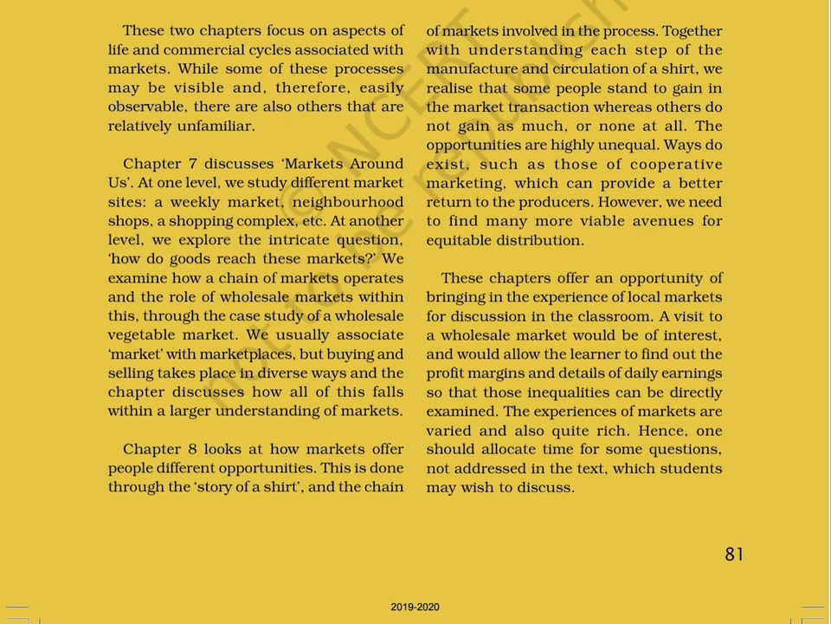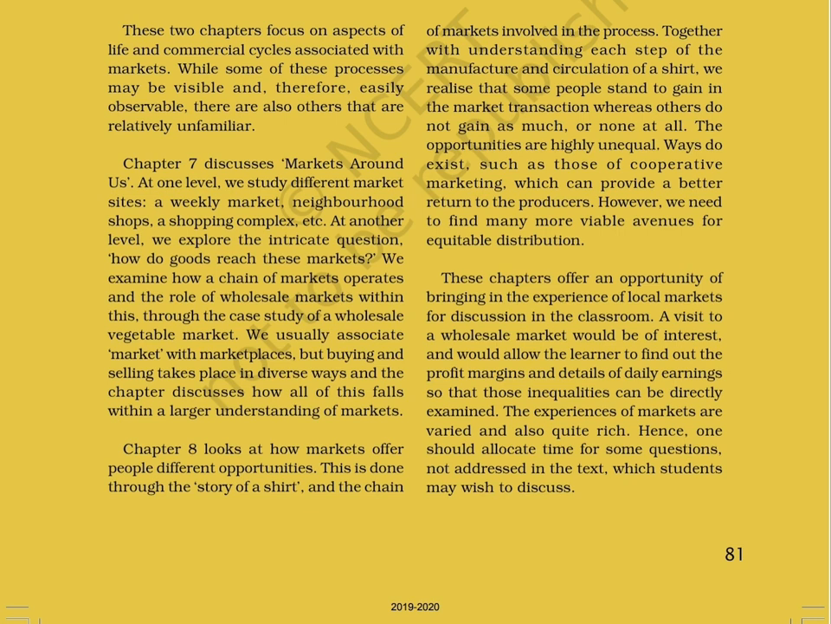We examine how a chain of markets operates and the role of wholesale markets within this, through the case study of a wholesale vegetable market. We usually associate market with marketplaces, but buying and selling takes place in diverse ways, and the chapter discusses how all of this falls within a larger understanding of markets.